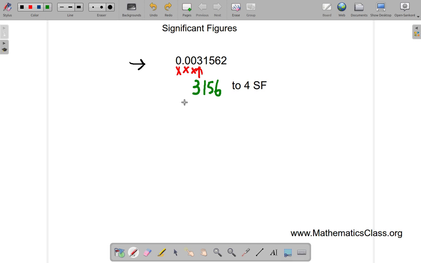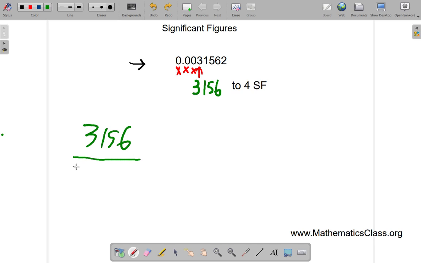Well, let's look at something. Do you notice that the number you wrote down is 3156? But the number you're writing to 4 significant figures is 0.003156. Something seems to be wrong here, because this number 3156 is a bigger number than 0.003156. Let's ignore the 2 for now since you left it off.